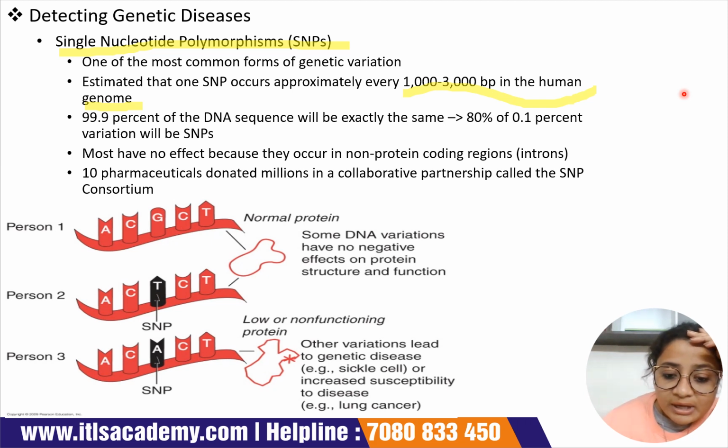Again over here you can see a diagram. Person 1 is having a normal protein. Some DNA variations have no negative effects on protein structure and function. Normal protein means that even if there is DNA variation, it has not mattered to that person. But in case of person 2, we can see there is a SNP.